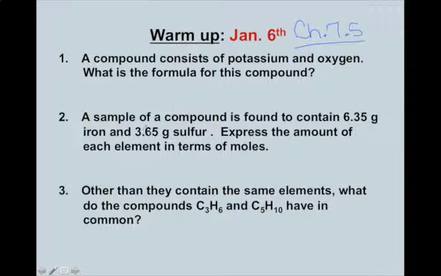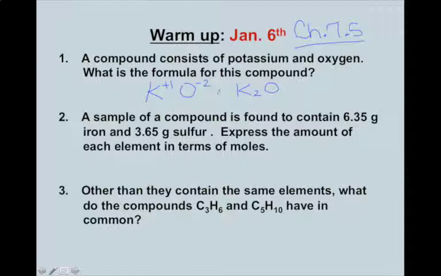Number 1 says a compound consists of potassium and oxygen. Well, that's a metal with a nonmetal. Go find your charge for potassium. It's going to be +1. And oxygen is going to be -2. Is that balanced? No. I'm going to need at least one more potassium. Or remember, cross your charges. This is potassium oxide.